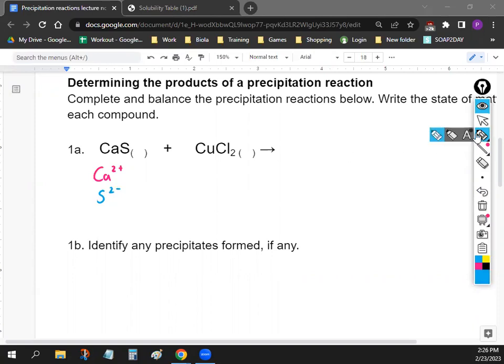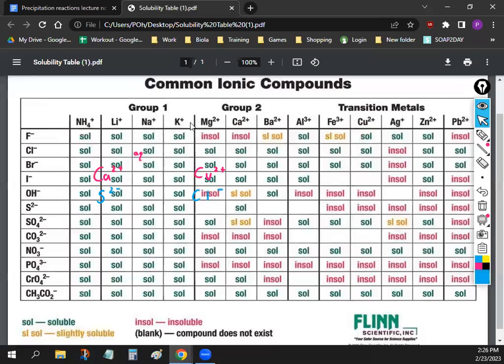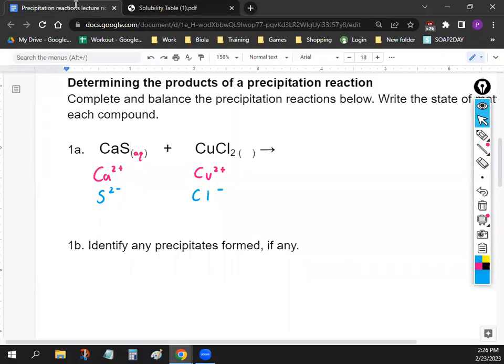Hopefully you were able to identify that this one does dissolve in water. I'll give you the other ones just to make it a little easier. You get Cu2 plus and you get Cl minus. Everybody good with that? Again, all we need to do is go to the solubility table and figure out the positive and negative ions. Now before we move on, I want to give you a little heads up. This is a term that'll help you figure out how to do this problem.